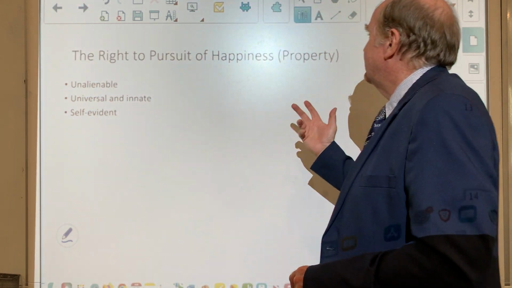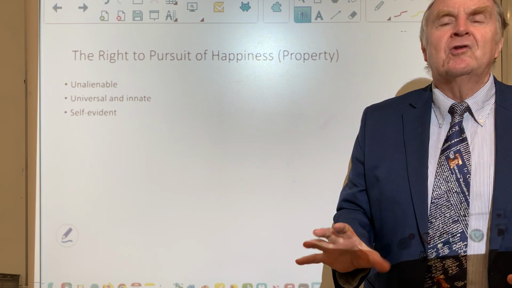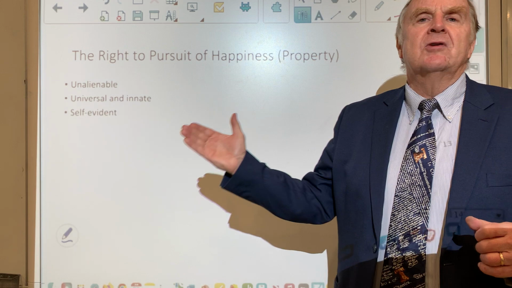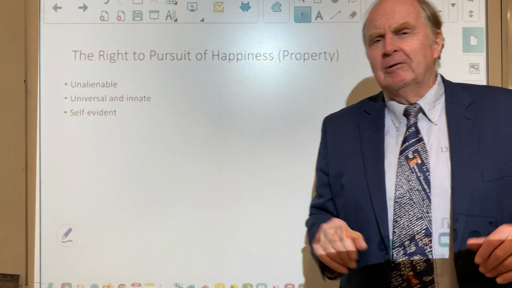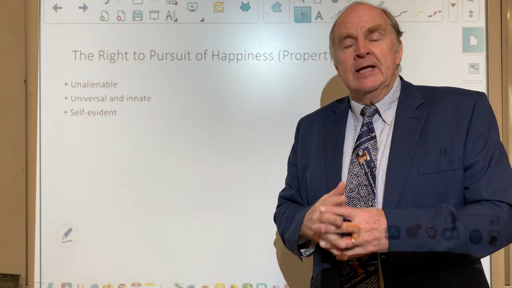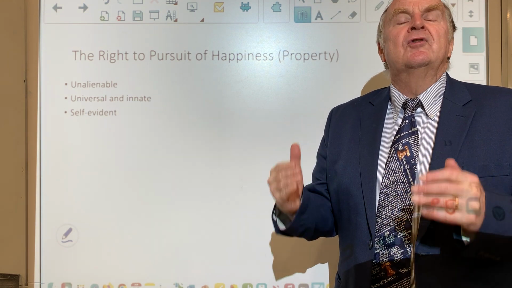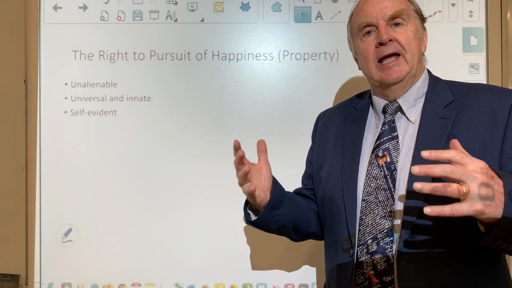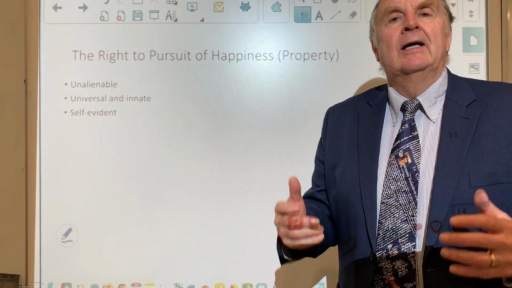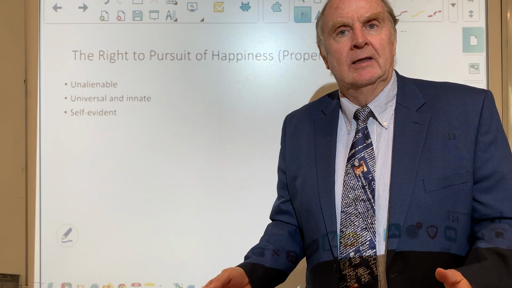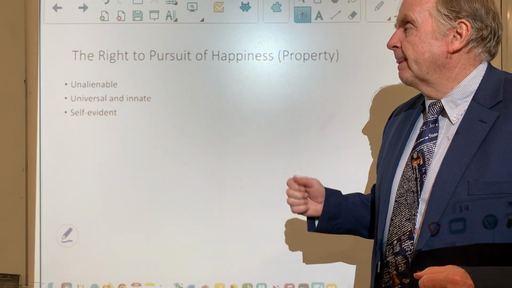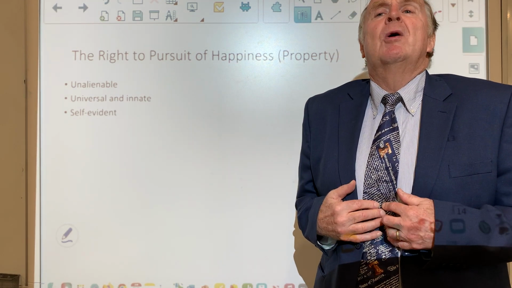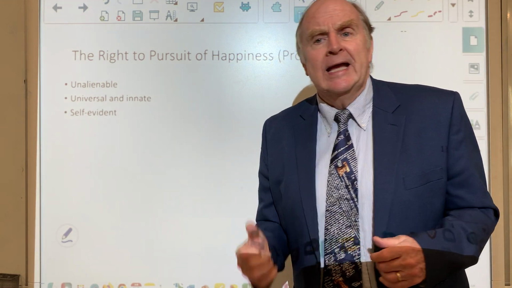And then the right to pursuit of happiness. Now, John Locke uses the word estate. Usually in modern terms we say property. The term pursuit of happiness actually goes back to Greek philosophers. I think it's Aristotle. The idea that a person ought to be able to work and earn a living and have his or her living protected as long as he's working honestly. And we understand this. And this is, again, unalienable. It's something that's part of who we are. And it's universal and innate.